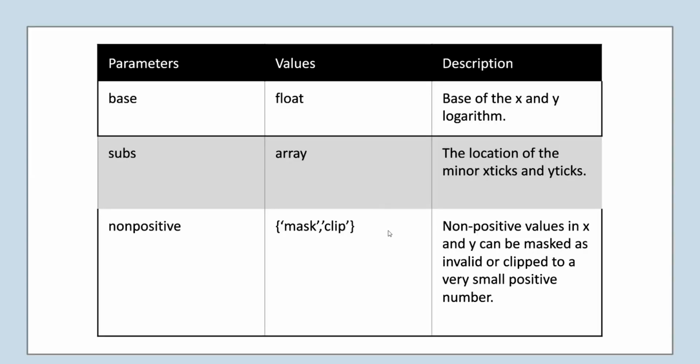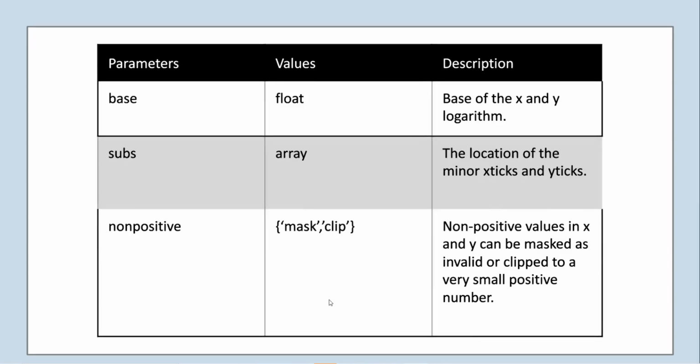The first parameter is base. It takes a value as a float and it is the base of the x and y logarithm. The next one is subs. It takes a value as an array, the location of the minor x ticks and y ticks. And the next one is nonpositive. It takes a value as mask or clip. It is for non-positive values in x and y, and they can be masked as invalid or clipped to a very small positive number.